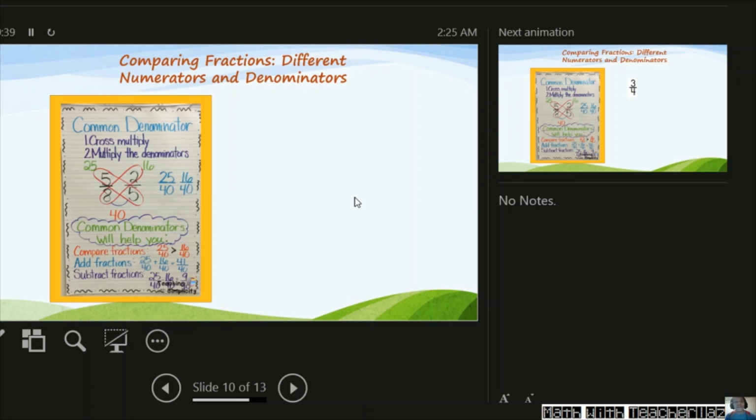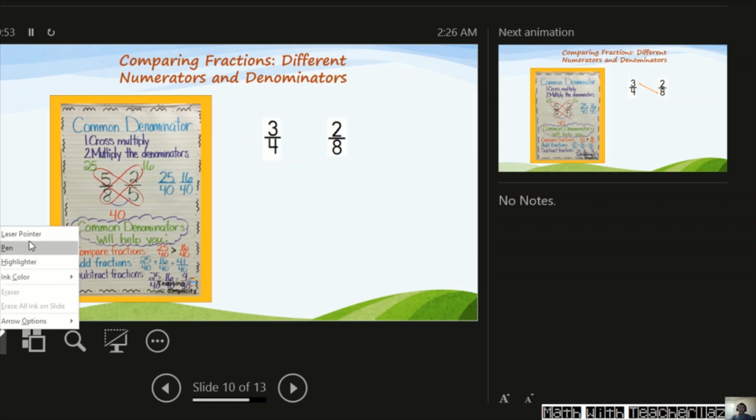So here we go. When we're going to compare two fractions that have different numerators and different denominators, we need to find an equivalent fraction. So let's look over here. Here we have 3/4, right? And here we have 2/8. They have different numerators, 3/4 has a 3, and 2/8 has a 2. And different denominators: 3/4 has a 4 as the denominator, and 2/8 has an 8 as the denominator.